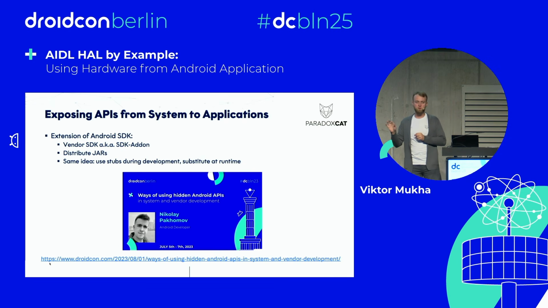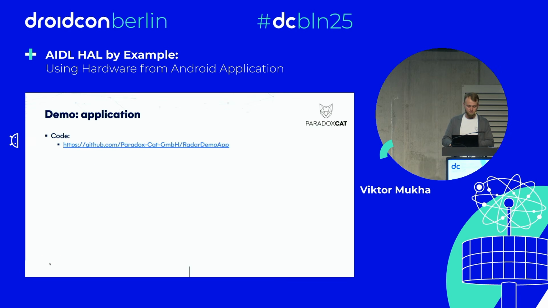The most popular ones are vendor SDK or SDK add-on, or you can distribute multiple jar files manually or via some Maven instance. Same idea. You use the stubs during development. They get substituted at runtime running on the device. There was a great talk at DroidCon Berlin in 2023 from Nikolai Pahomov about this exact problem and how to expose APIs from the system to the applications. Check it out. So I will not dive into details here.